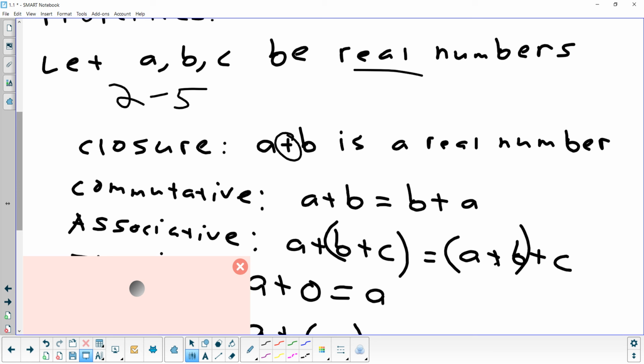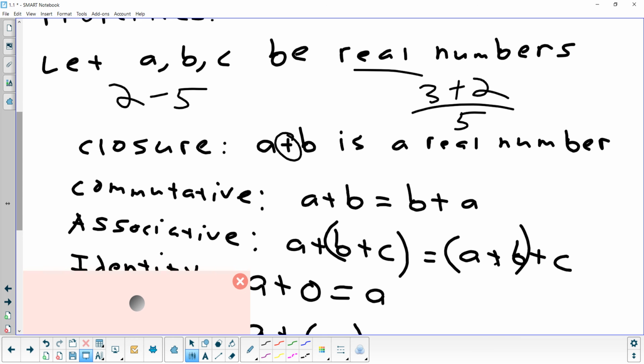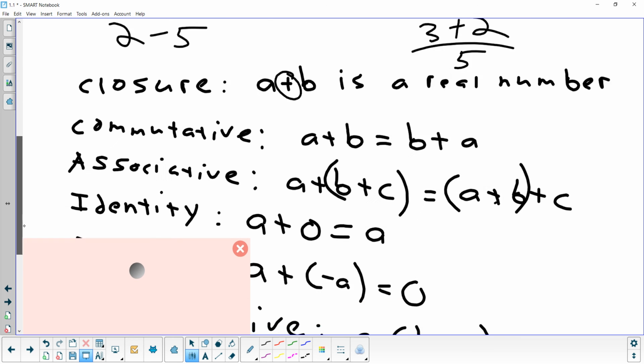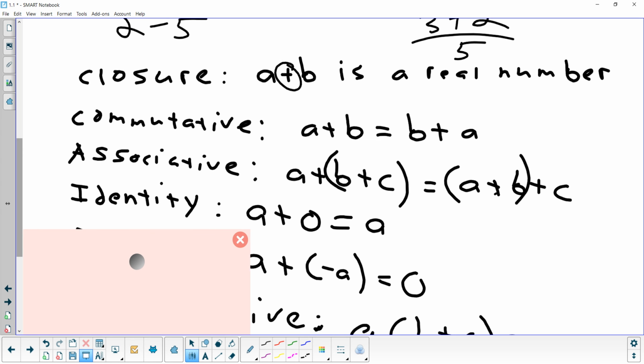Parentheses are a grouping symbol. Brackets are a grouping symbol. Even the fraction bar, that's a grouping symbol. You see something like that, fraction bar means do the top first, do the bottom second. Okay. This next one, a little bit tricky, but that's called the identity property.